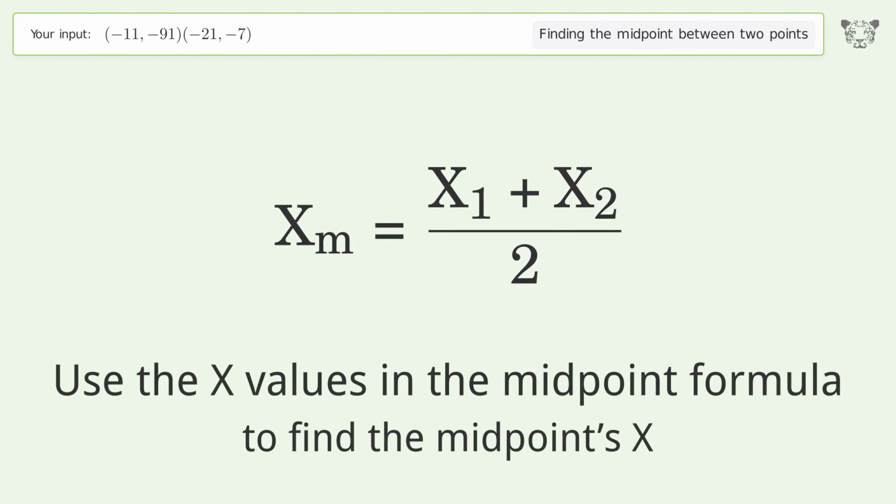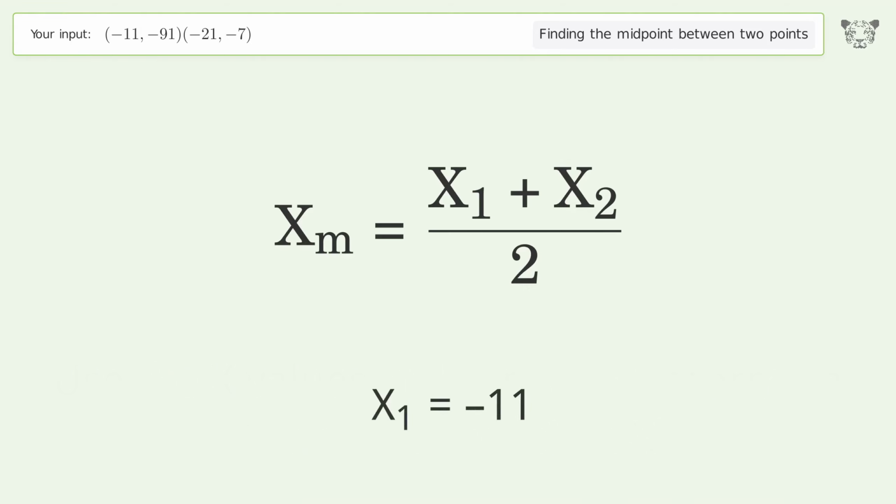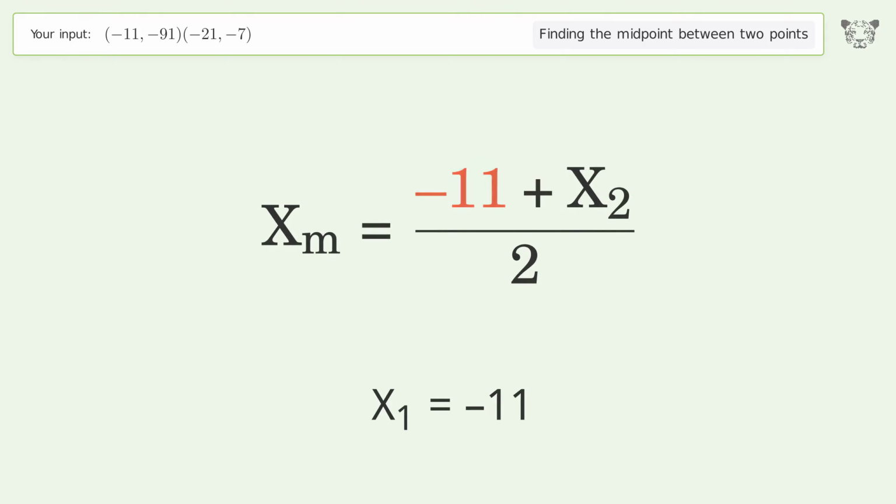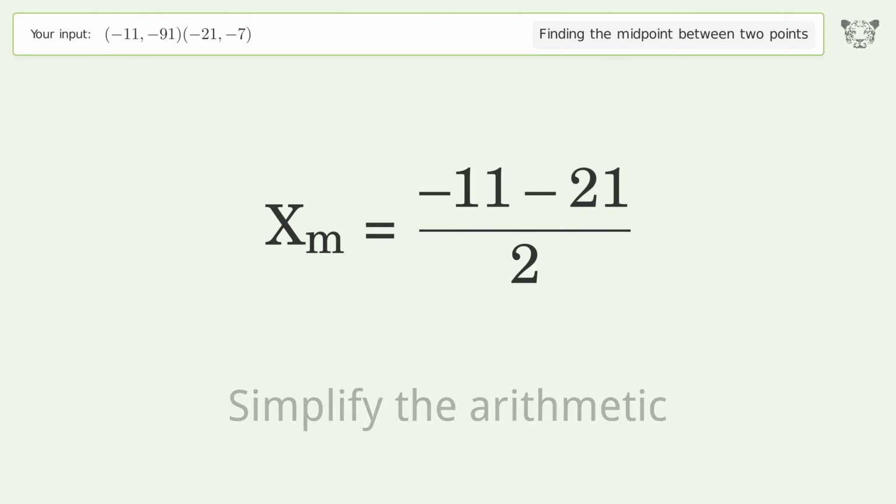Use the x values in the midpoint formula to find the midpoints x. x1 equals -11. x2 equals -21. Simplify the arithmetic.